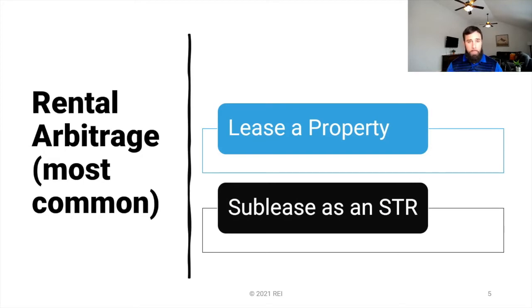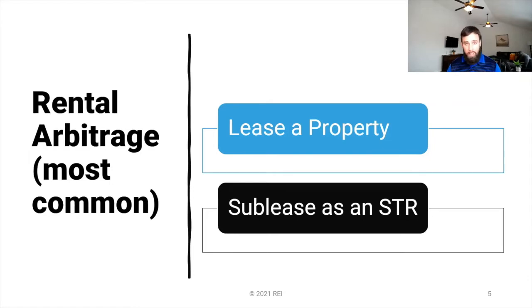Now, your documentation, not your purchase agreement, your rental agreement between yourself and the homeowner, must state that you will be putting it on Airbnb as a short-term rental. You have to be open. You have to disclose that. If not, you're opening yourself up for litigation and problems because you're not going to be using the property as you agreed to in writing.